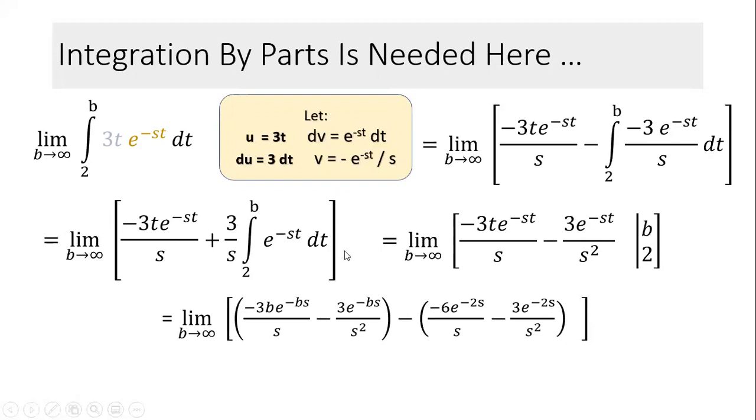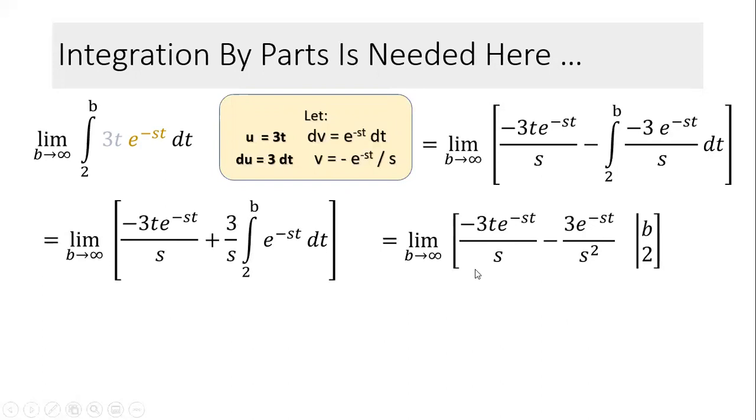And so now we see we have the limit as b goes to infinity of minus 3t e to the minus st divided by s minus 3 times e to the minus st divided by s squared. So we've got two terms here. One of them has a t in the numerator that the other one doesn't have, and the other one has an extra power of s in the denominator due to the 2 rounds of integration that we've done on that exponential. And we want to take the limit of this.